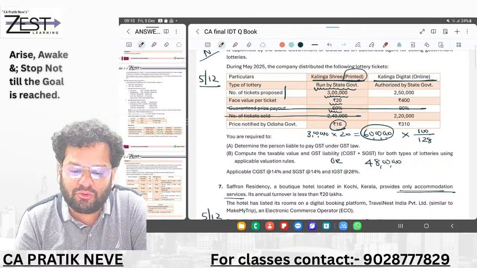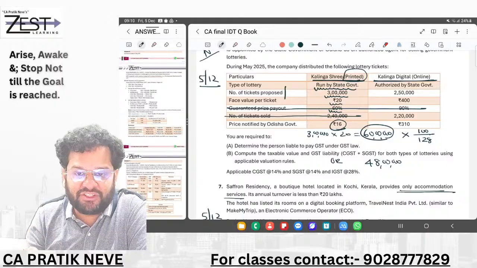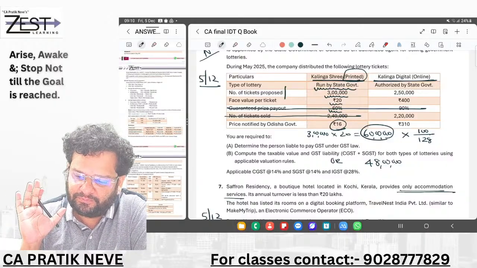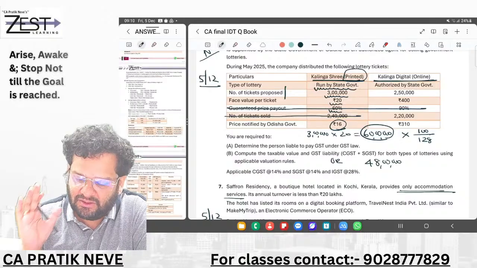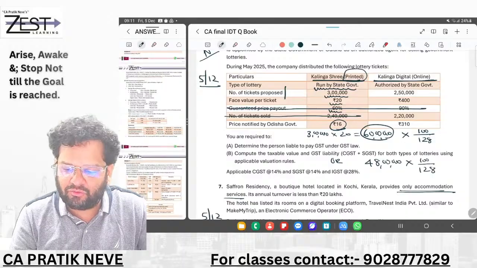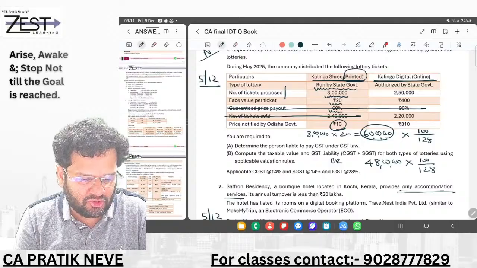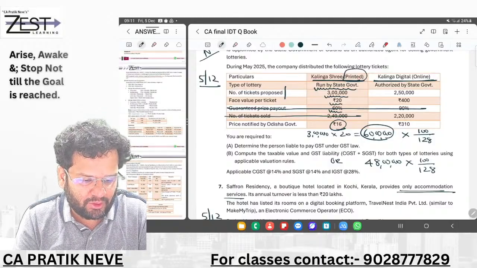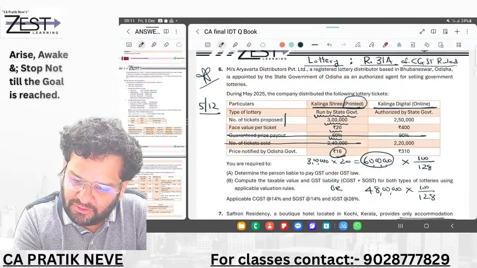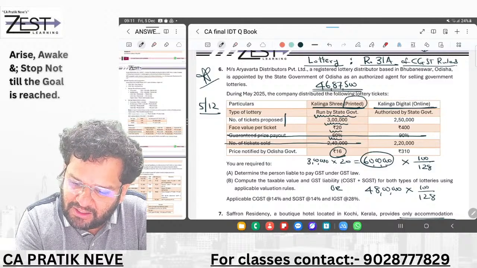Okay, face value or price notified, multiplied by 100 divided by 128, and whichever is higher. So both you will do into 100 divided by 128. Of course, higher will be 60 lakhs into 100 divided by 128. So 46 lakh 87,500 will be the assessable value.